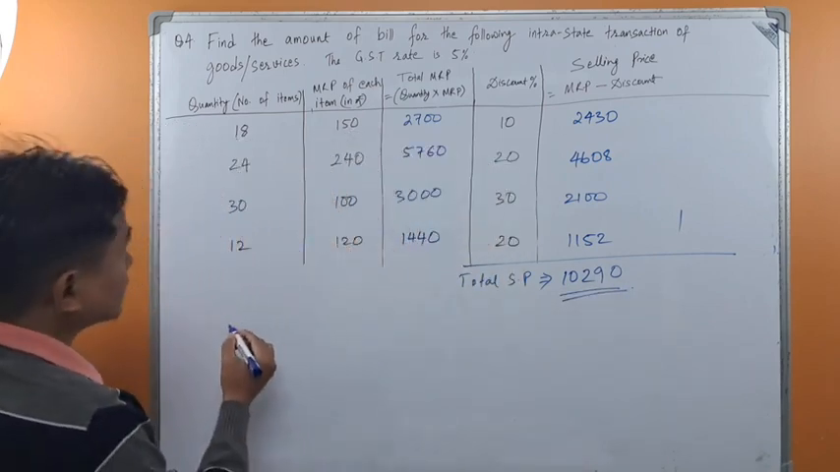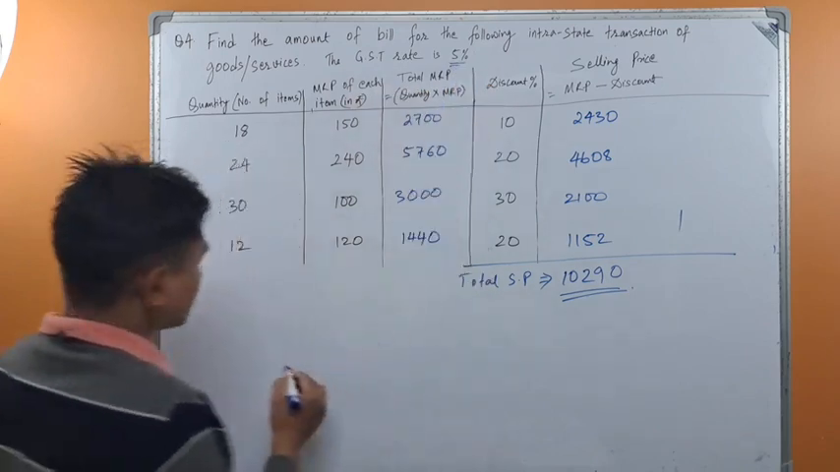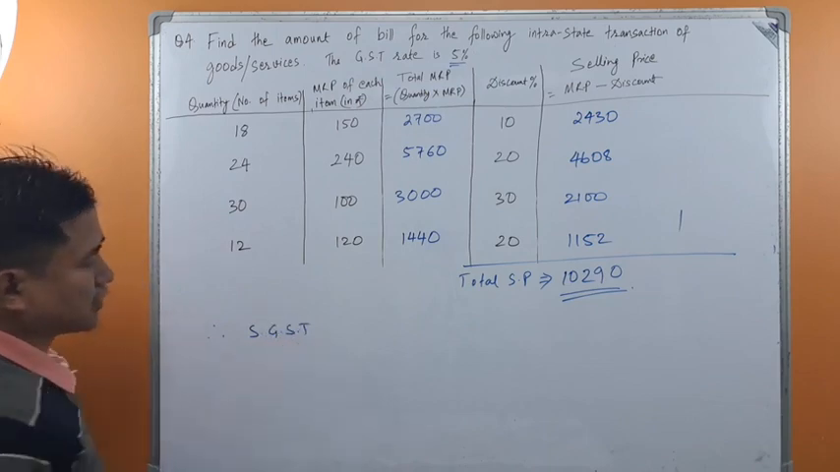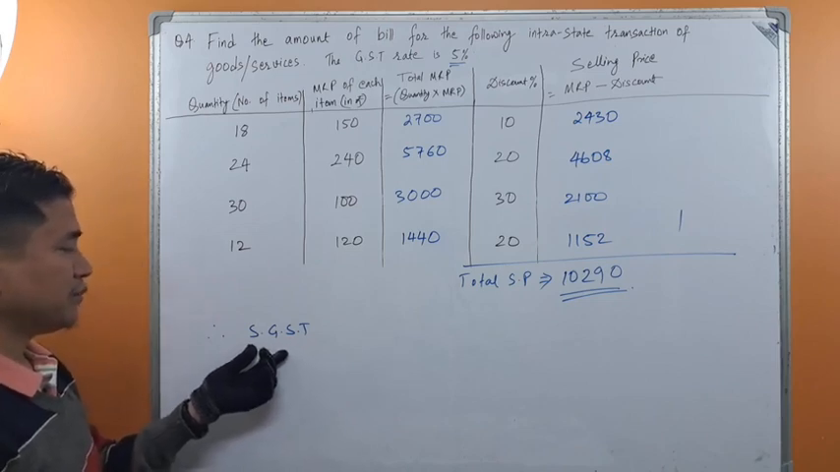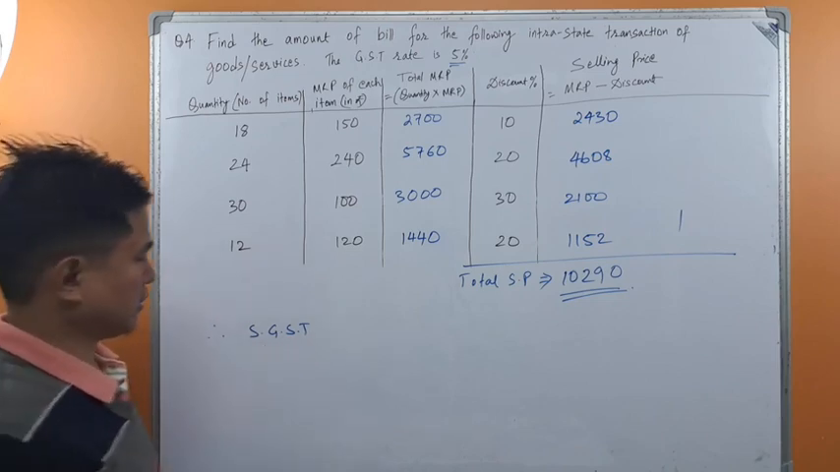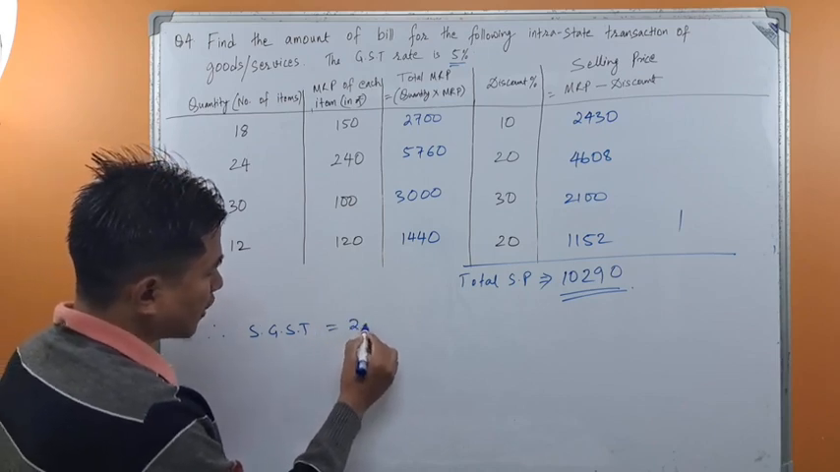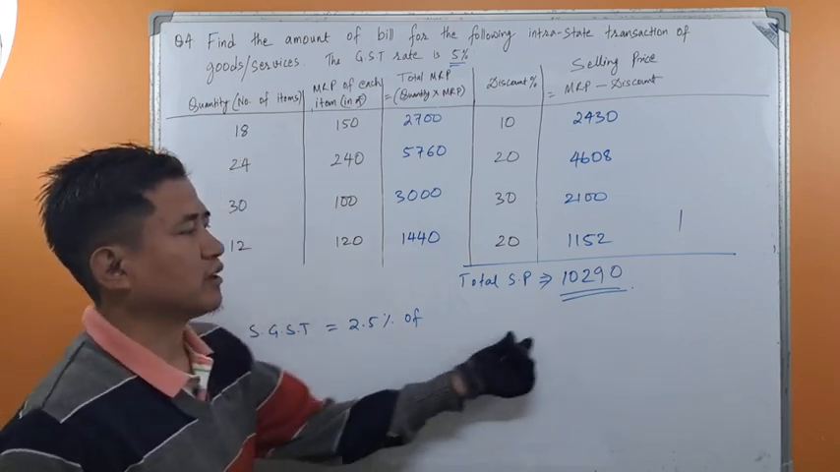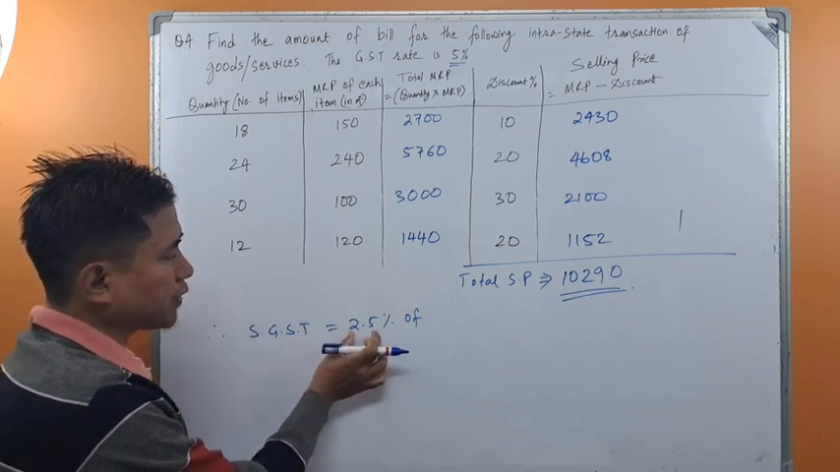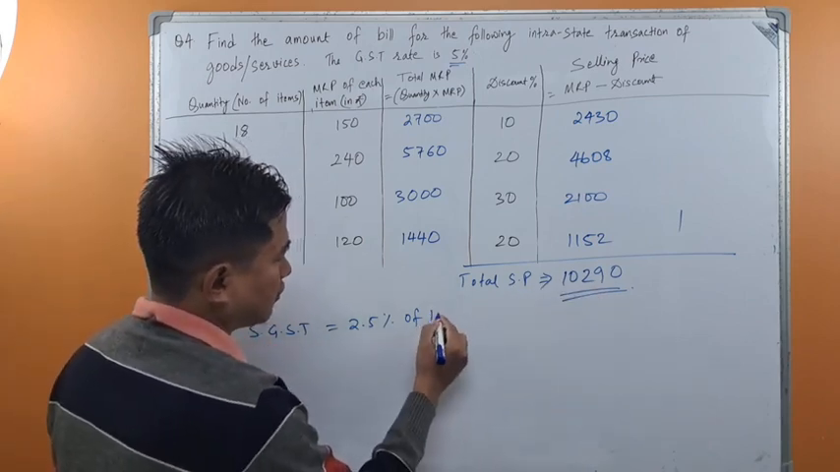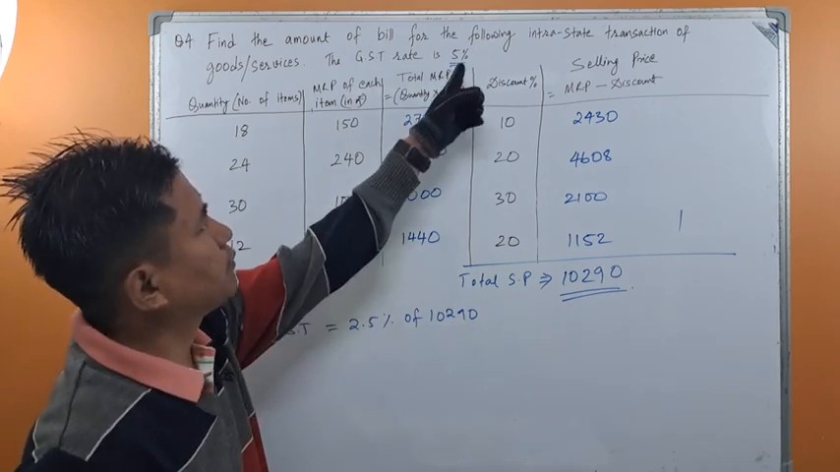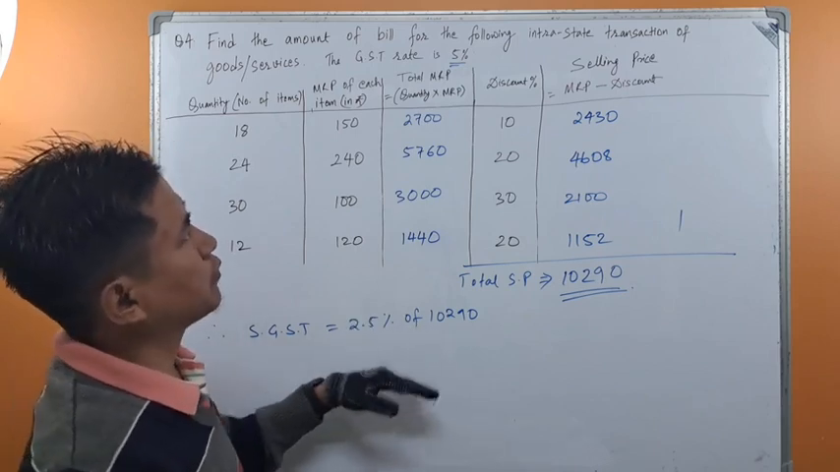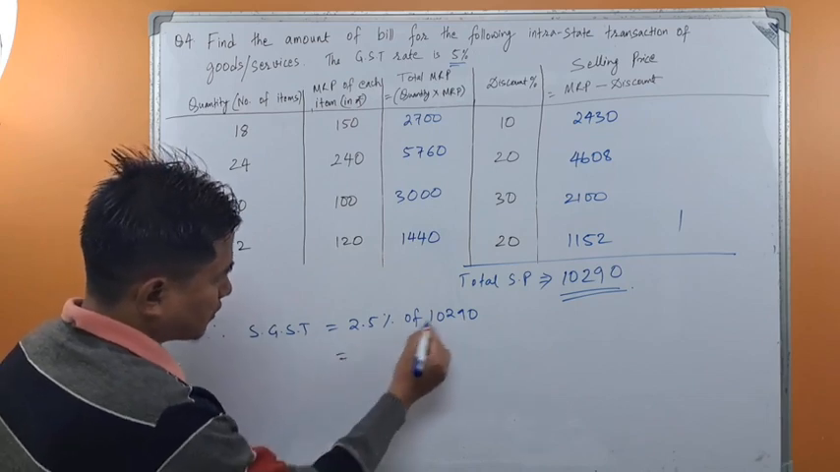Okay, now since the rate of GST is 5%, SGST will be, therefore, state GST. It is intrastate, isn't it? Within the state means SGST and CGST, we must calculate both the GSTs. SGST will be 2.5% of total selling price. GST is always calculated on selling price. SGST will be 2.5% of 10290, because the total rate of GST is 5%, so SGST will be 2.5% and CGST will be 2.5%, or when we add 2.5 we will get 5%, isn't it? So 2.5% of 10290.